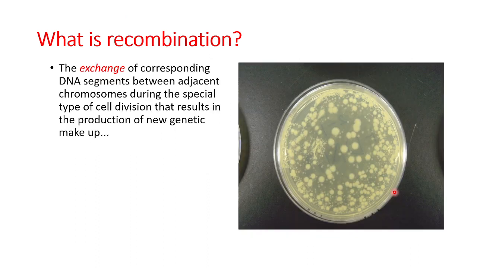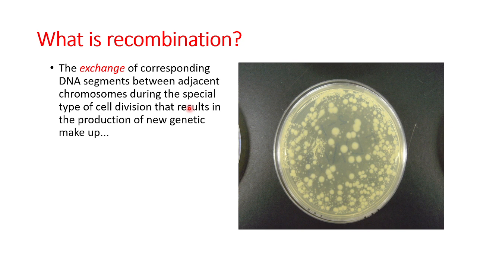On the other hand, if we look from the perspective of recombination, that is the exchange. This is a very important term, exchange. Corresponding DNA segments are exchanged between the adjacent chromosomes during the special types of cell division that gives the entire genetic makeup of that particular organism. Say there is an organism A and another organism B. These two organisms have some sequences that are interchanged among them. A portion of B is moved on to A, and a portion of A goes on to B. So there is a change of a particular gene, and that can occur by different methods.